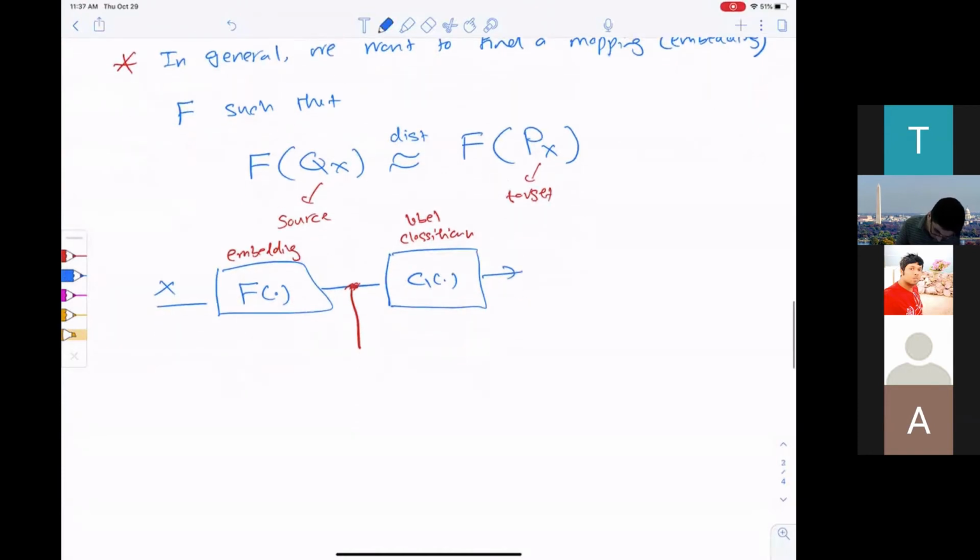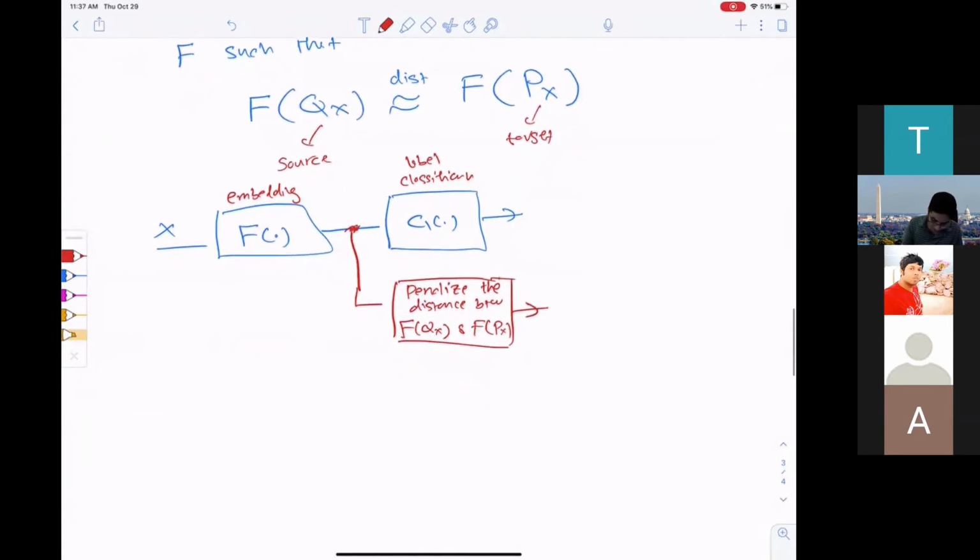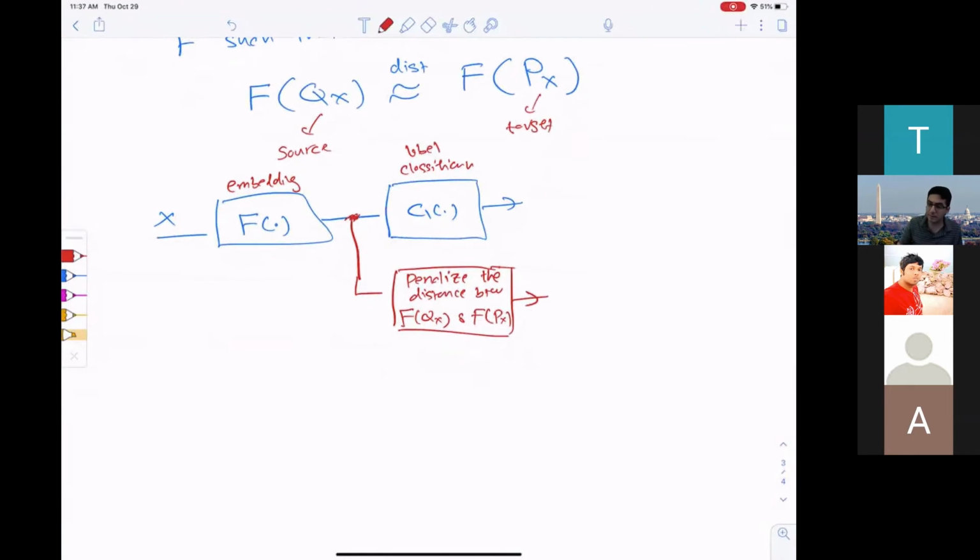Okay, so what we are going to do here is to penalize the distance between f of qx and f of px. Right? So that's basically the idea of having a small distance in the embedding space. Let's see what kind of distances we can use and what kind of distances people have used.